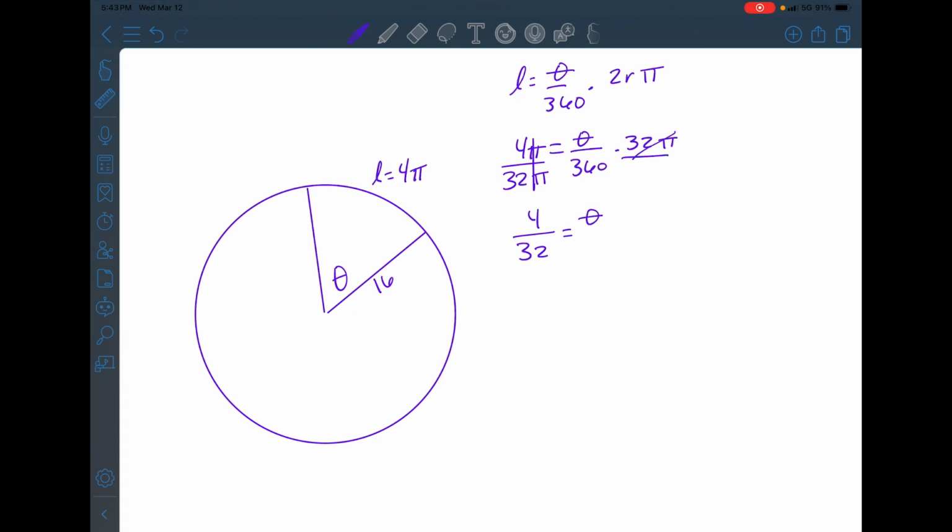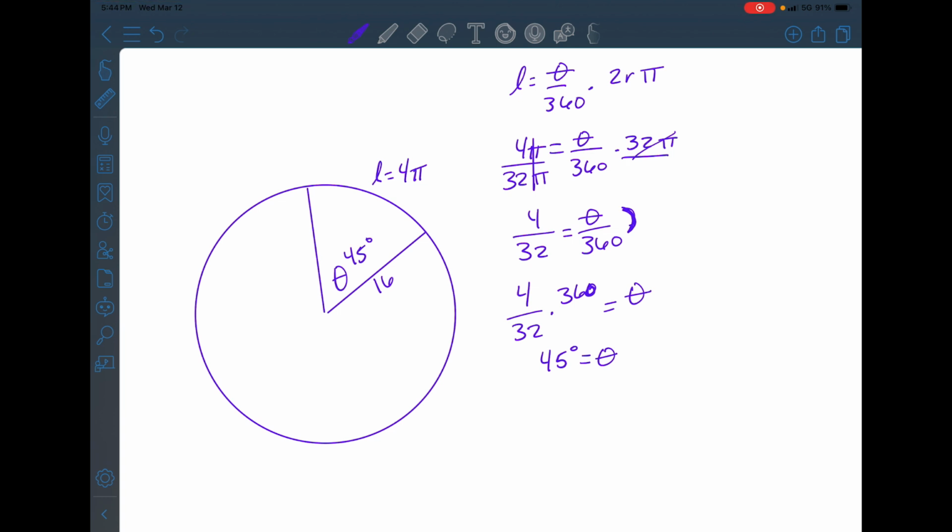And I have this. I'm trying to find theta. So right here, these are dividing, so I'm going to multiply. This is 360 equals theta. So now you're going to go 4 times 360 divided by 32. And you end up with 45 degrees. So the measure of the central angle is 45 degrees.